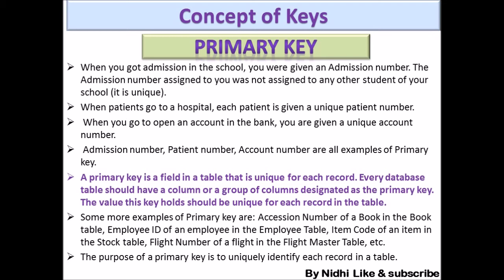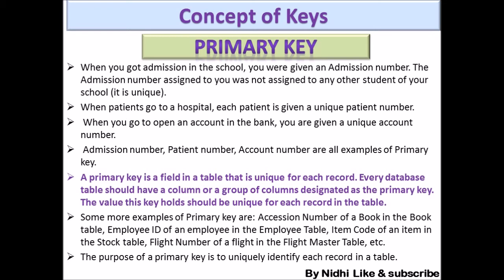Okay, so some examples of primary key are here: accession number on a book, in the book table. Similarly, employee ID in the employee table, an item code in an item table or stock table, flight number in a flight table or flight master table, you can say. So these are some examples of primary key. The purpose of a primary key is to uniquely identify each record in a table.